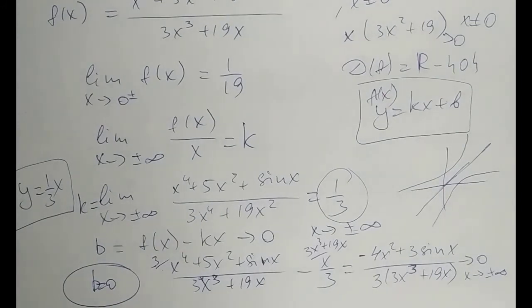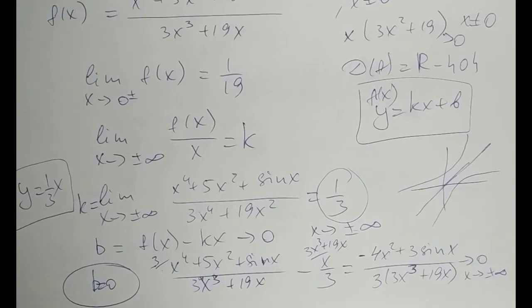So here we don't have a vertical asymptote because x is not equal to 0. It's given. And we have just right and left oblique asymptote. We call it right and left oblique asymptote for x tends to plus minus infinity.